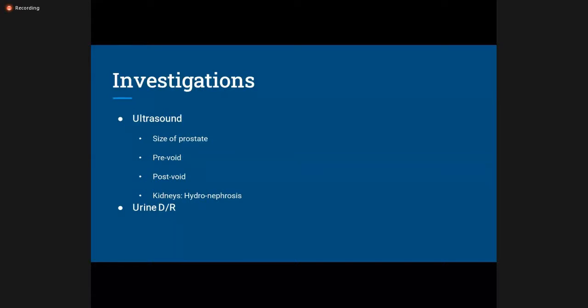And what about the pre-void and post-void volume of the urine? If somebody is retaining the urine inside the bladder, then probably he's unable to empty the bladder completely. And he's also having the bilateral hydronephrosis. It means that the urine he's retaining in the bladder is also going back to the kidneys. So definitely this patient is going to be in renal failure because of this hydronephrosis.